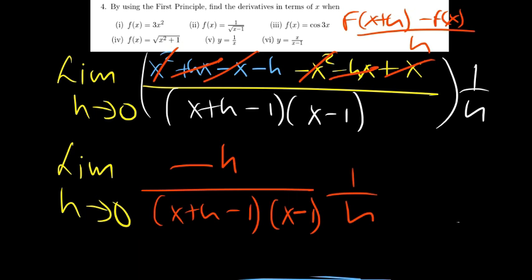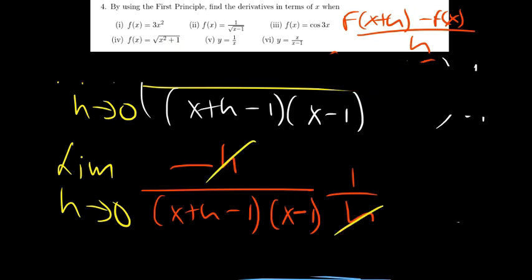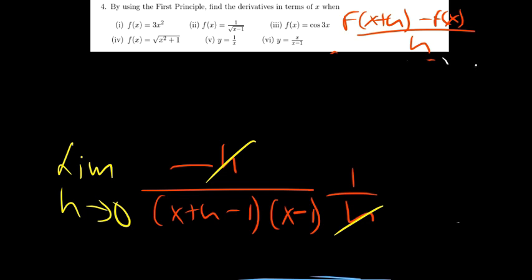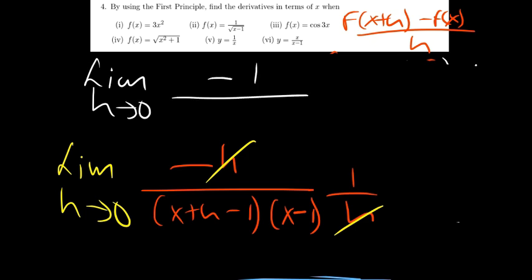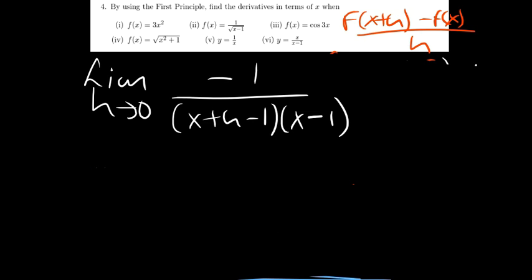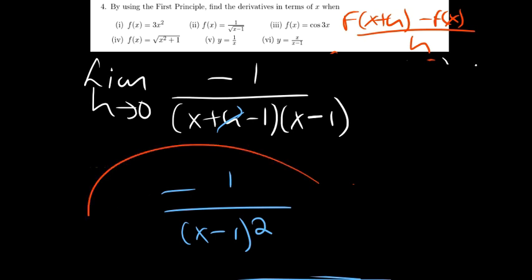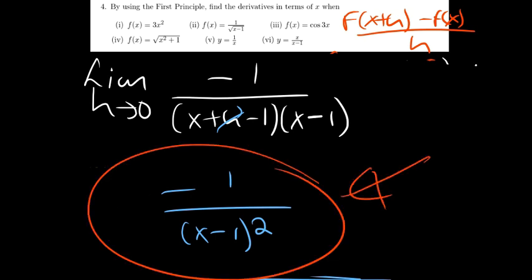So that can also go away. What remains at this point is the limit as h approaches 0, and then negative 1 over x plus h minus 1, and then x minus 1. So whatever is h, we're going to put a 0, and so that will disappear. You have negative 1 remaining over x minus 1 coming twice, so that would mean x minus 1 to the power 2. Okay, so I believe if all our computations are okay, this is the derivative for that other one. But of course you can try it by using the quotient rule.